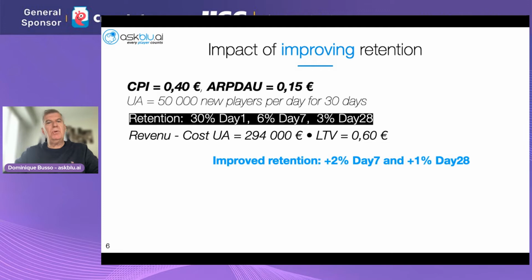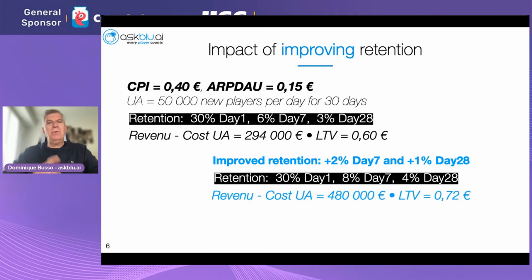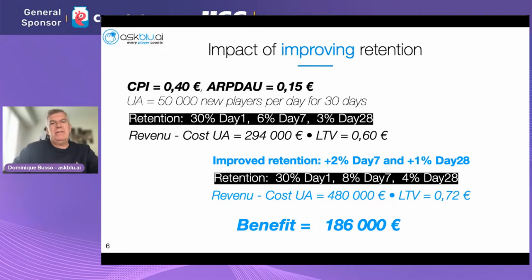Now, let's suppose that you are able to improve your retention by just 2% on day 7 and 1% on day 28. So your game will have 8% retention on day 7 and 4% on day 28. Then your revenue minus cost of UA is up to almost 500,000 euros. So your LTV goes up to 72 cents. Meaning that with just 2% more on day 7 and 1% more on day 28, you have a benefit of almost 200,000 euros. So that's a huge amount of money for just a few percent of better retention in your game.